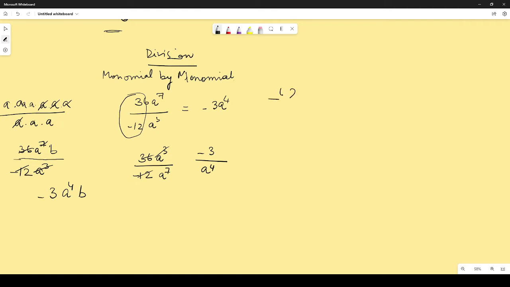Minus 42 a cube b square c divided by 6 a c. Can you give me the answer to this?